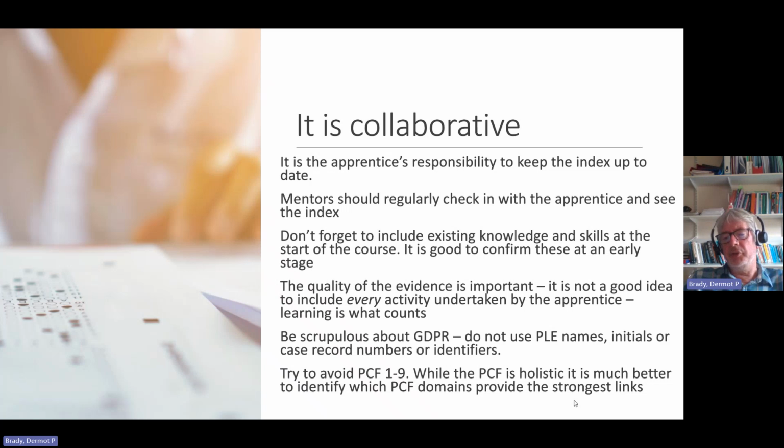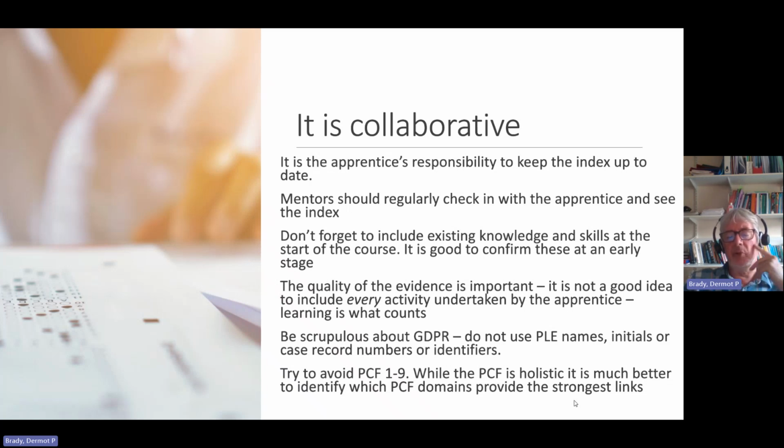So the quality of the evidence is important. You don't have to include every single activity. That would be ridiculous. But a good representative sample, even of things that don't seem hugely important, particularly in the early stages, is good. As they accrue more and more learning experiences throughout, the index gets longer, more detailed, and tends to get more reflective.